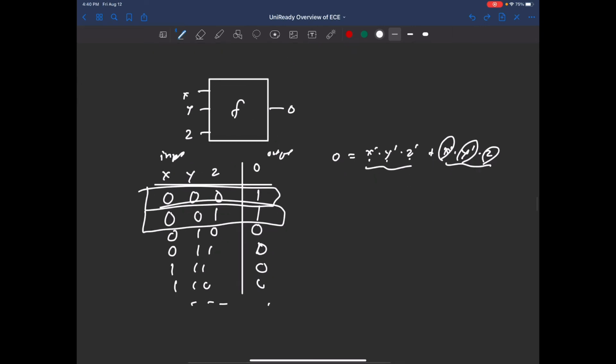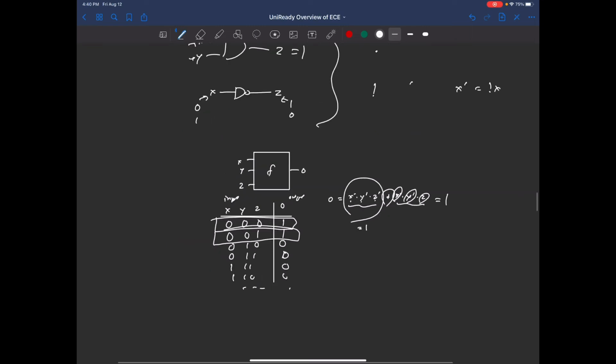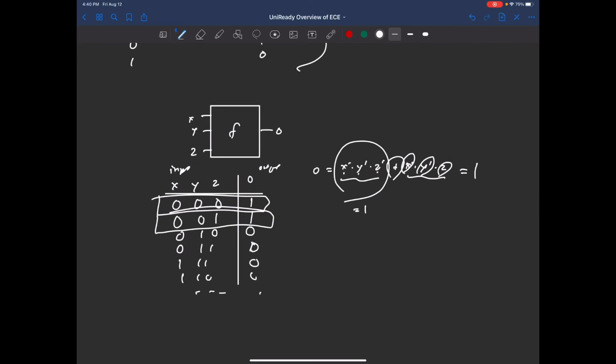Right? Because for any other combination of x, y, and z, this thing will be 0, and this thing will be 0. And 0 or 0 is equal to 0. But even if just one of these combinations equals 1, then since this is an OR gate, this entire thing is going to equal 1. And you can actually extend this to however many of these terms as you want, right?